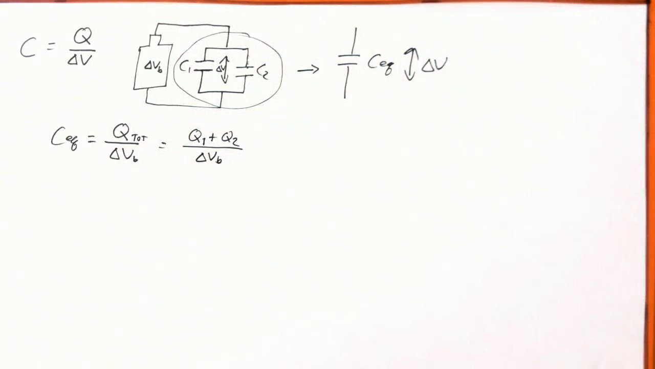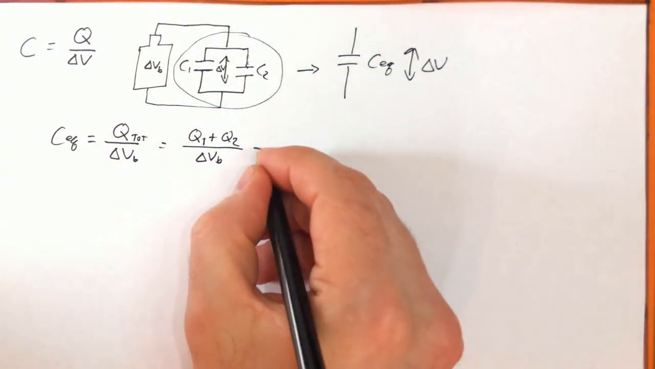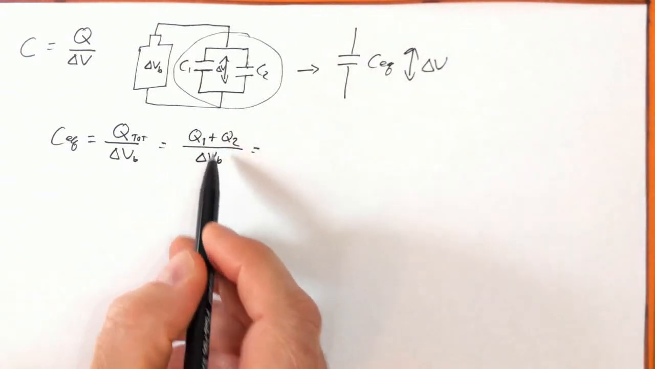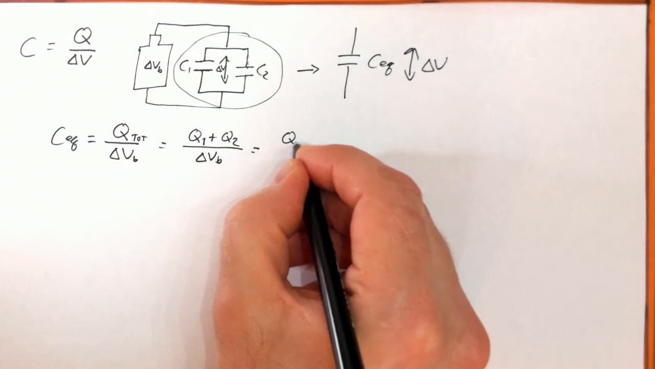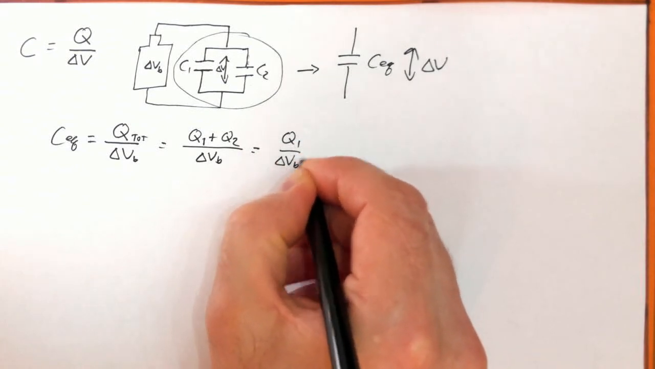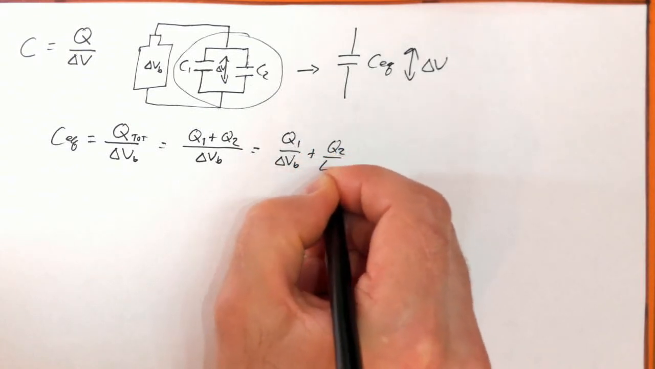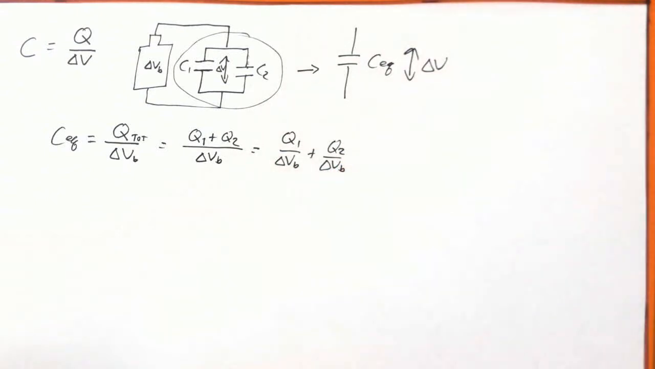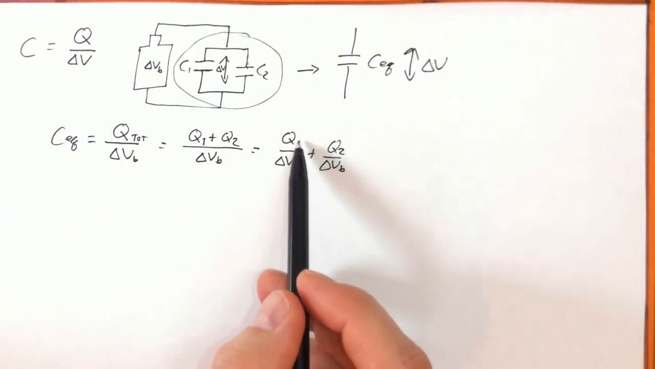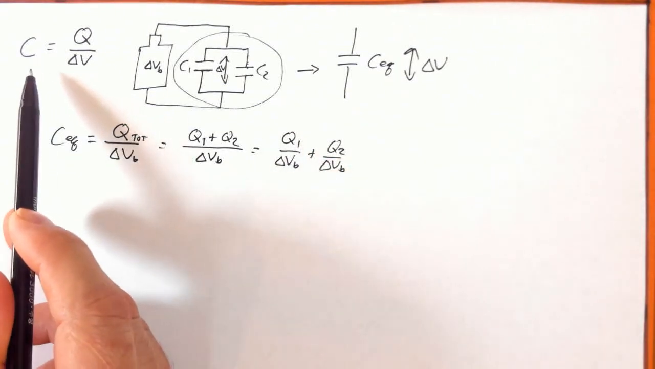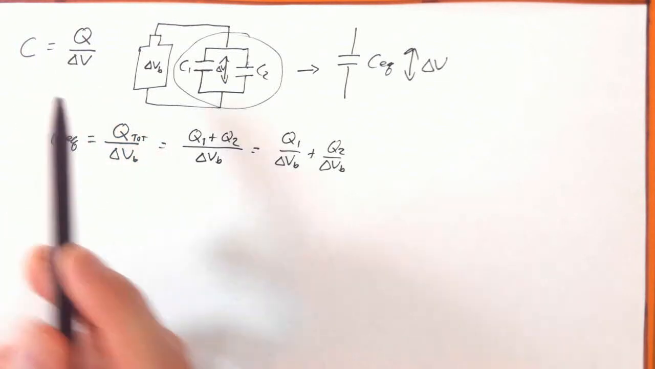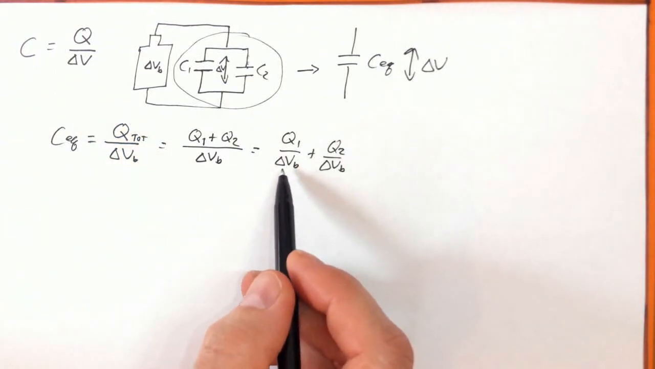Well, let's just take one step of algebra here. I know that if I have a sum in the numerator and a single value in the denominator, I could separate that into two fractions, Q1 over delta VB plus Q2 over delta VB. Now the reason why I did that is because looking at this, that's awfully close to the definition of the capacitance of C1, except I need to have the delta V of just C1.